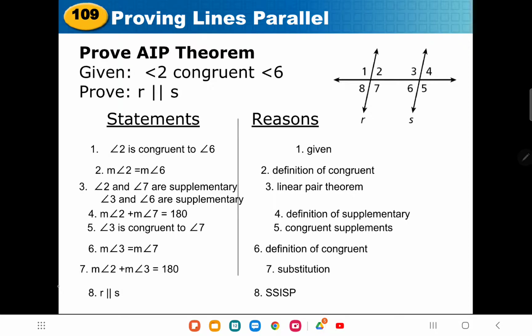So we have now that the measure of angle 2 plus the measure of angle 3, just substituting what we had back here in number 4, by substitution, measure of angle 2 plus measure of angle 3 is 180 degrees. And this leads us to, because of the same side interior angles supplementary postulate, the fact that R must be parallel to S.